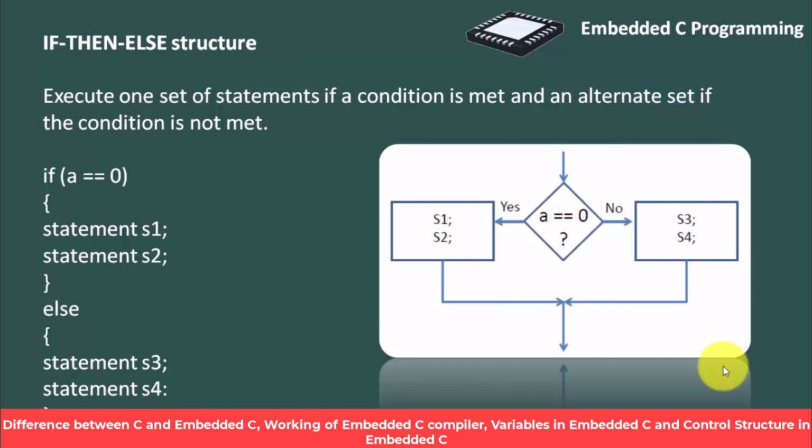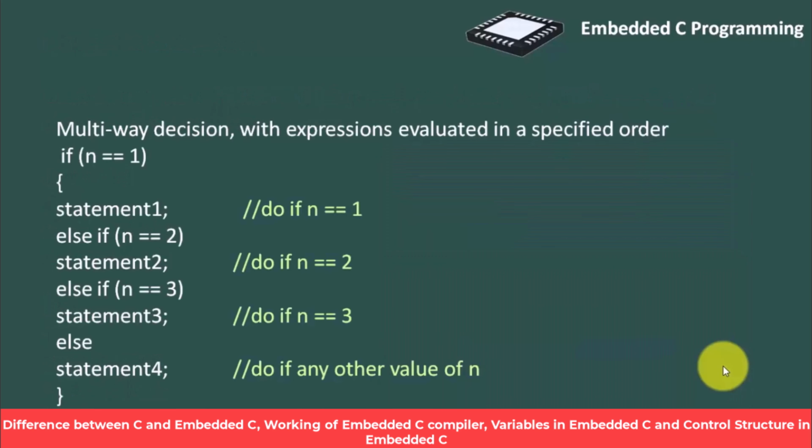What if we want more conditions to be tested? In that case, you can use a nested if else statement. For example, if n equals 1, then statement 1 will get executed. Else if n equals 2, if this condition is true, then statement 2 gets executed. If n equals 3, then this statement is executed. If not 1, 2 or 3, then statement 4 will get executed.